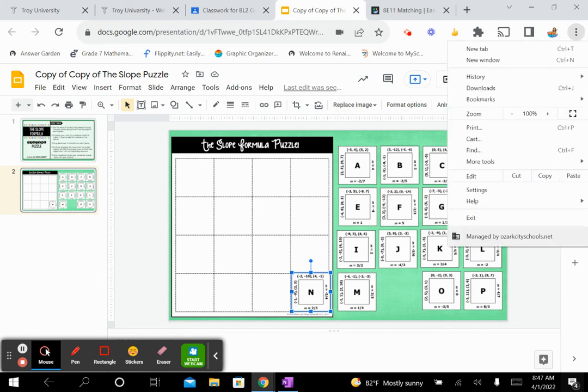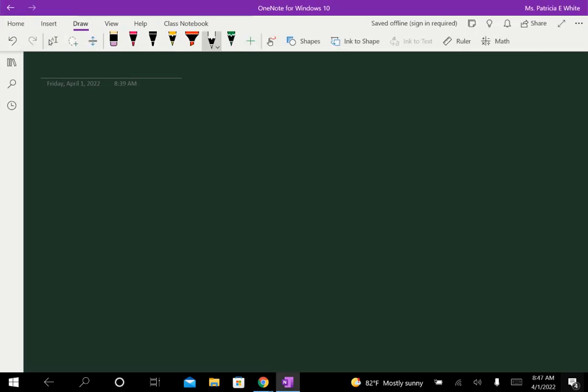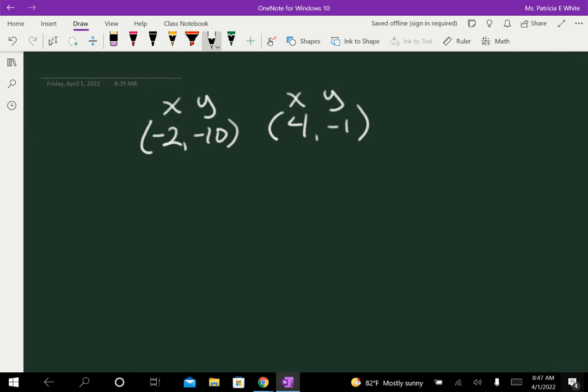So this first one here is, I think, negative 2, negative 10. So let's go over here. Your first problem was negative 2, negative 10, and 4, negative 1. Remember, when you're finding slope, you have your x, y. First number is always the x coordinate. Second number is always the y coordinate. Then you have your formula, y2 minus y1 over x2 minus x1. So there's our y's and our x's, and all we've got to do is plug these numbers into that formula.